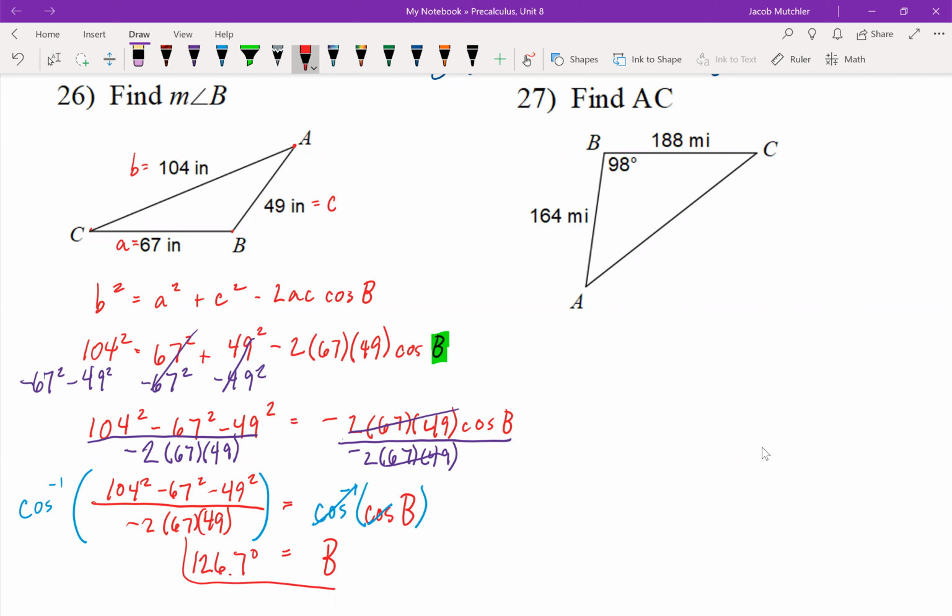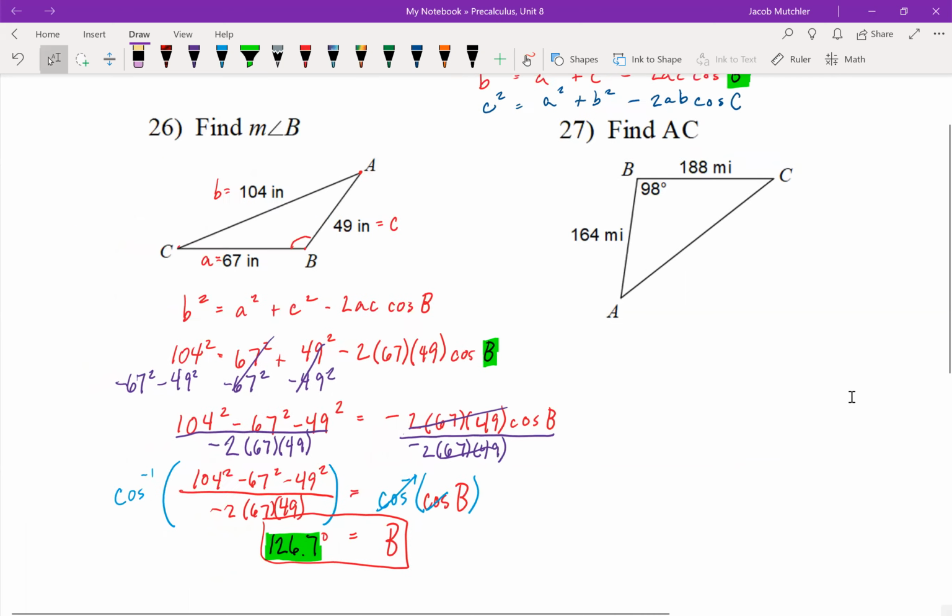I can look back at my triangle. That seems like a reasonable measure there for B. It's clearly an obtuse angle. So just for Kahoot, just so that you're good on how to enter that answer, you won't enter the degrees, you'll just enter the number, including the tenth. So we're rounding to the tenth. So that example was good to solve for a missing angle.